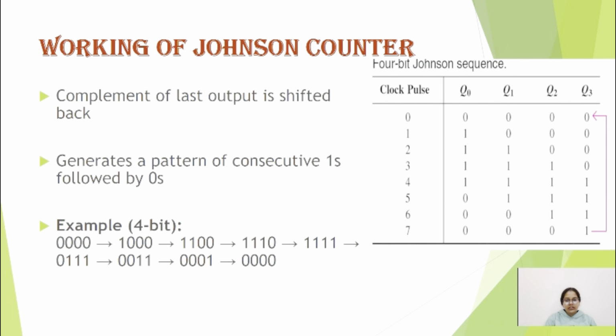Next slide is working of Johnson counter. Its complement of last output is shifted back. It generates a pattern of consecutive ones followed by zeros. And here is an example of 4-bit Johnson counter.